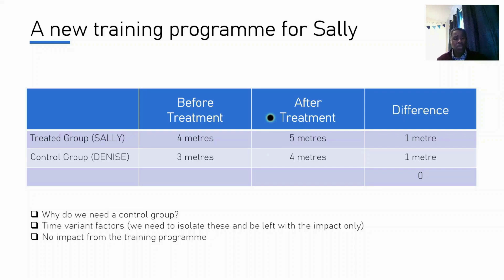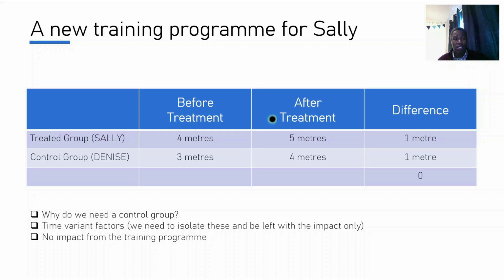So why do we need the control group? Well, difference in difference actually allows us to measure the difference between the two people, the two groups. So we're going to measure Denise's jumps before and after, and the difference between Sally's jumps before and after the treatment. And the difference between those two is the difference. So it's the difference of the difference.